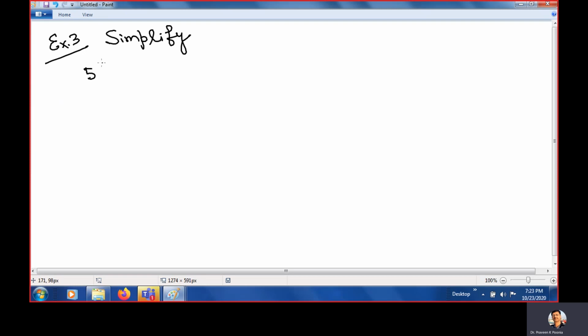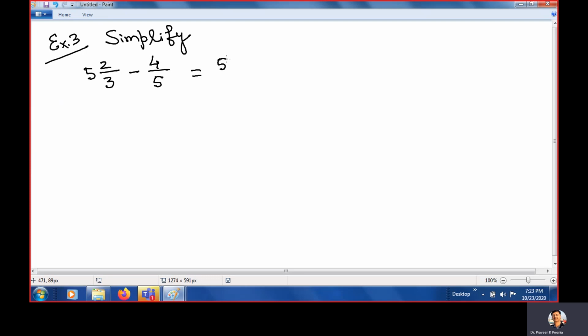It is 5 and 2 upon 3 minus 4 upon 5. So the methodology is the same. There is no change in methodology. Only in place of plus we are using minus.